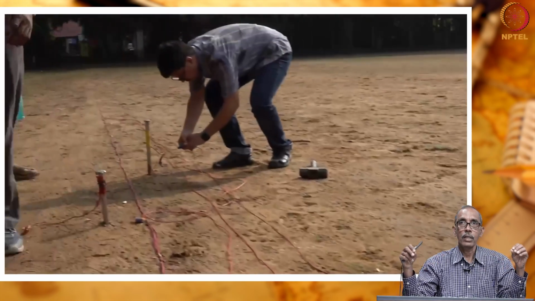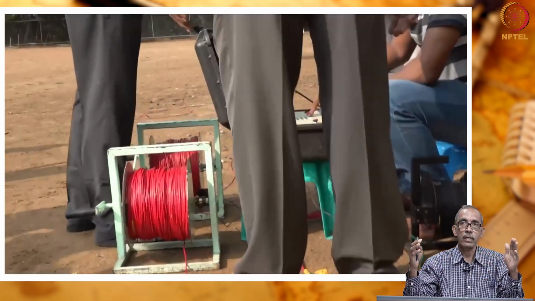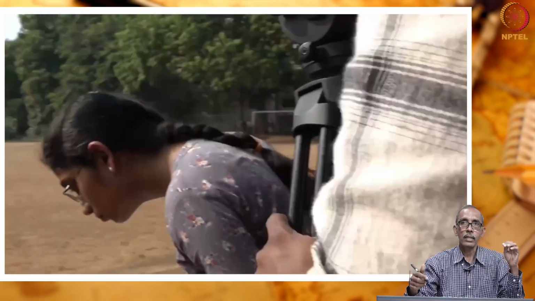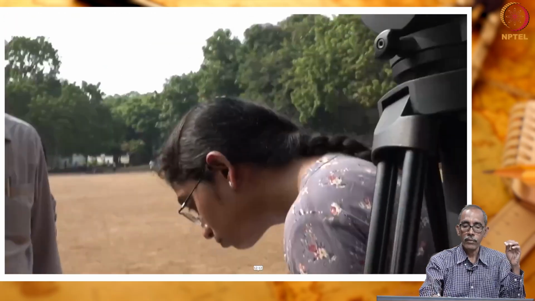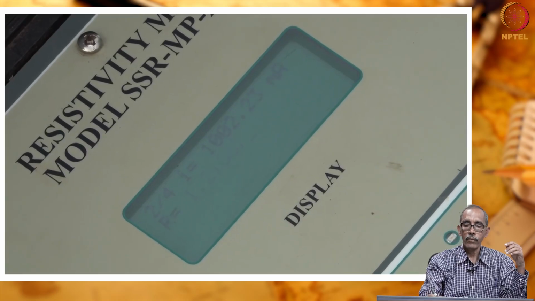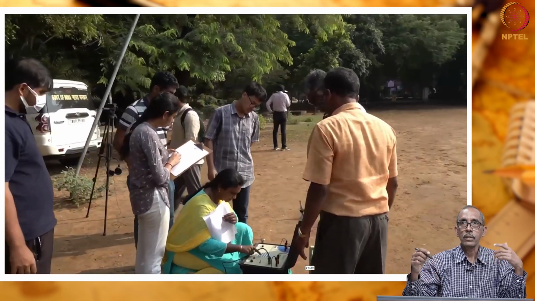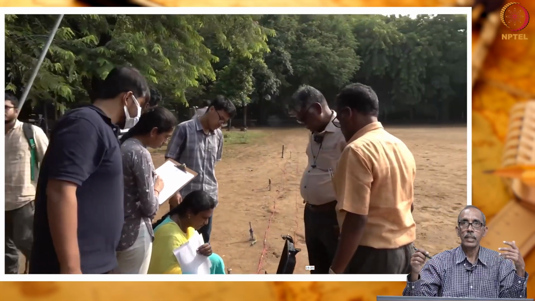So, as we move progressively beyond a certain distance, we will also increase the distance between the potential electrodes. I will tell you how we are going to do that, right. So, this is how we are carrying out the survey at the site, right. One after another, measurements are being taken, right. So, the next set of students is taking the measurement.